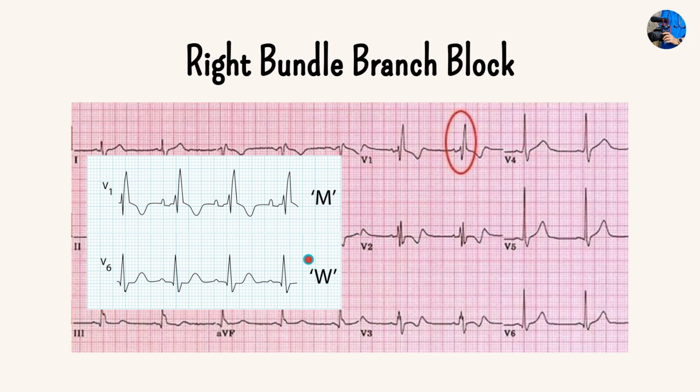The way I remember this is MaRRoW. MaRRoW is the kind of mnemonic that I use to remember right bundle branch block. Because it's got R's in it, showing it's right bundle branch block, but because M comes first and it's V1, and W comes last, so it's V6.